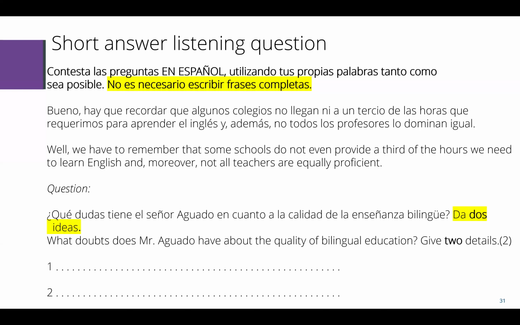Now, the thing about that is that we recognize that sometimes it's impossible not to lift something, because there isn't any other way of saying it. But the lift should always be what we call a targeted lift. So it's just the actual piece that has been taken from the text to answer the question. So it says using your own words as much as possible, but we're not saying they can't use words from the text.